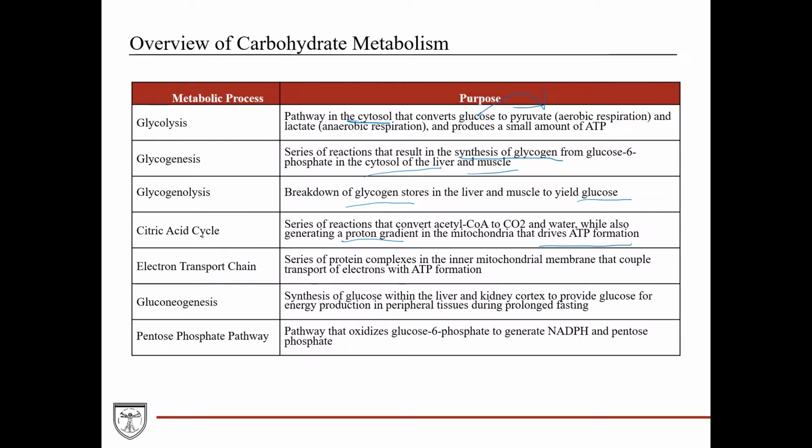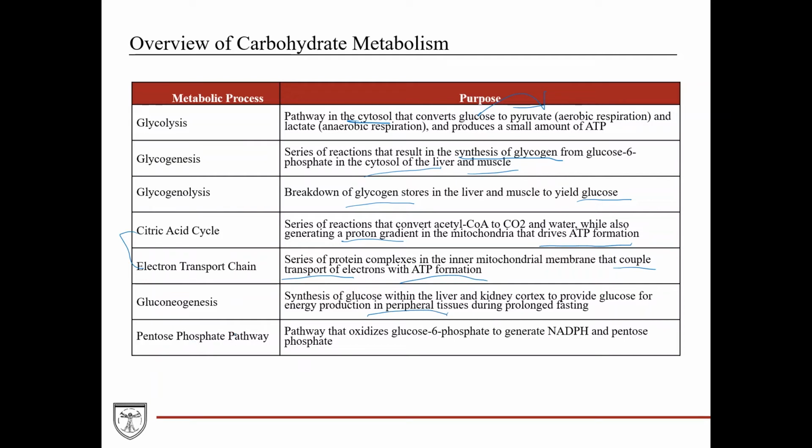Electron transport chain, these are in tandem, part of the same lecture. This is a series of protein complexes in the inner mitochondrial membrane that couple transport of electrons with ATP formation. That's the key concept. Couples transport of those electrons, and the way it does that is by generating a hydrogen gradient that I was talking about that then drives ATP formation. Gluconeogenesis, this is synthesis of glucose during periods of fasting within the liver and the kidney cortex, and this provides glucose for energy production in peripheral tissues.